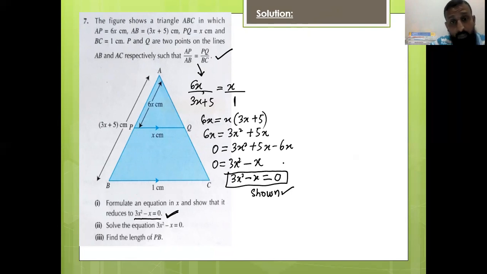Part B. Now what are they saying in part 2? That is part B. Solve this equation. So we need to solve it. How can we solve this, dear student? Any idea?